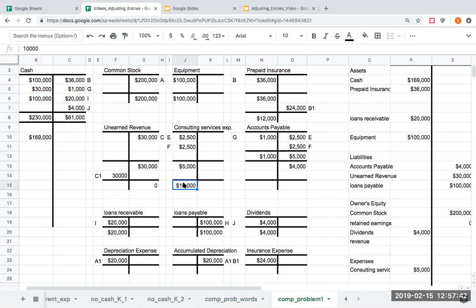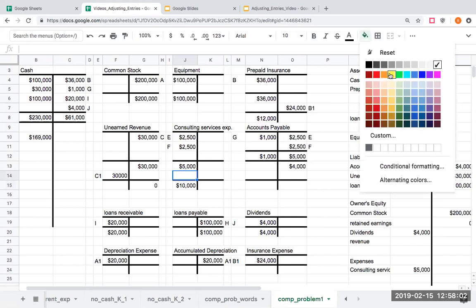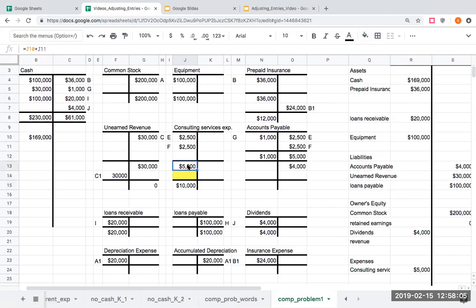Now, what makes this question a little bit different is that I actually received invoices from Gander. I received two $2,500 invoices, and then I did not receive one again. So I have a balance in here of $5,000. What do I need to do to adjust, how do I get from 5 to 10,000? Well, for letter D, my adjustment here will be for $5,000.